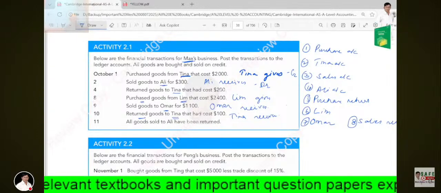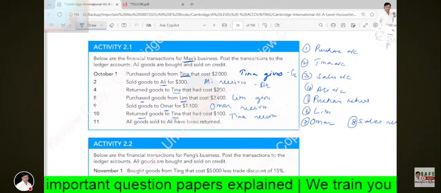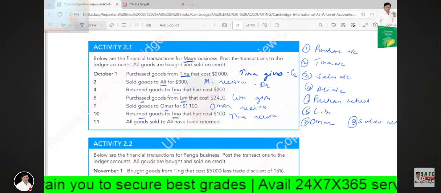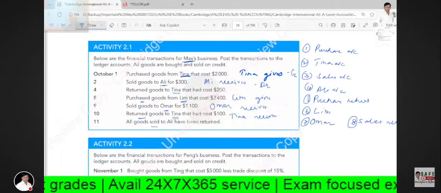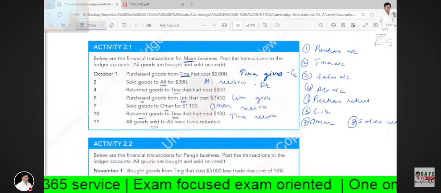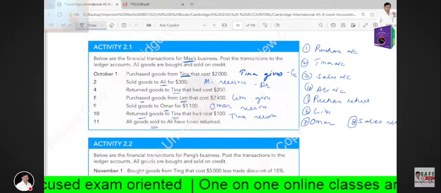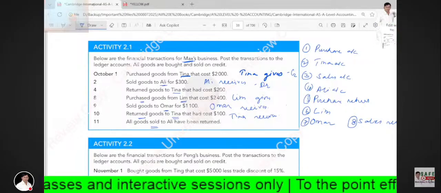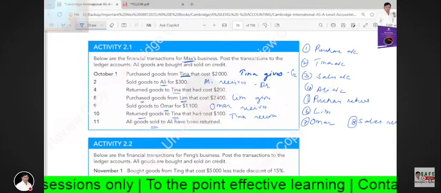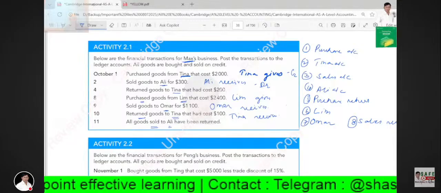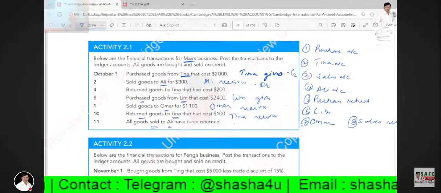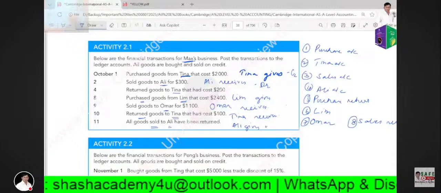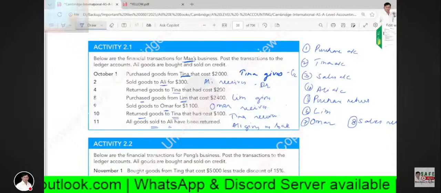All goods sold to Ali have been returned. So we have sold to him, and when we get them back, it is known as sales returns. Obviously, all goods sold to Ali, Ali has returned. Ali is the giver here. So credit the giver. Ali gives us back what we had sold him.